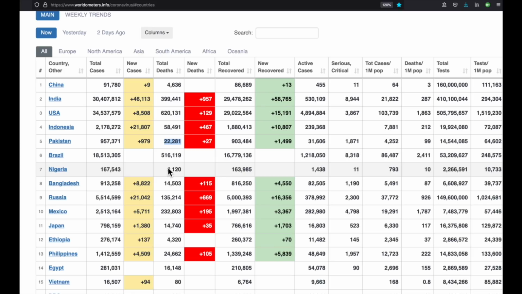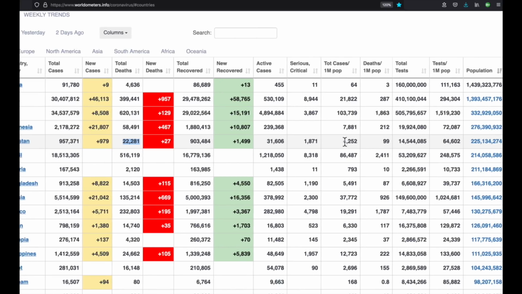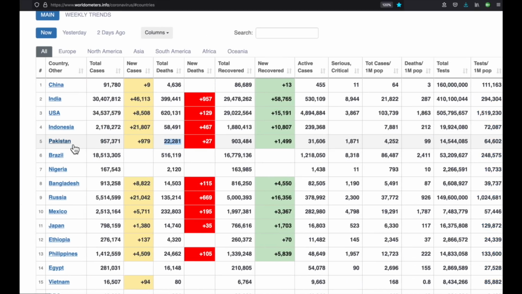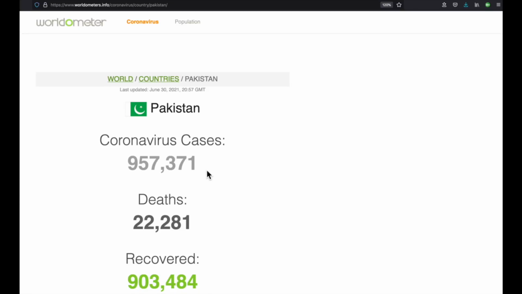So I would be wondering, what do they do in Pakistan? Why does Pakistan only have 22,281 people that have died in a population of 225 million people? So from a population standpoint, Pakistan is the 5th most populated country on earth, and there's only 22,281 people dead? What did they do in Pakistan? Did they do something there that's different, that worked? Anybody want to talk to them?